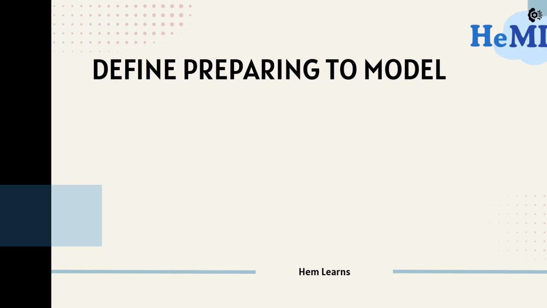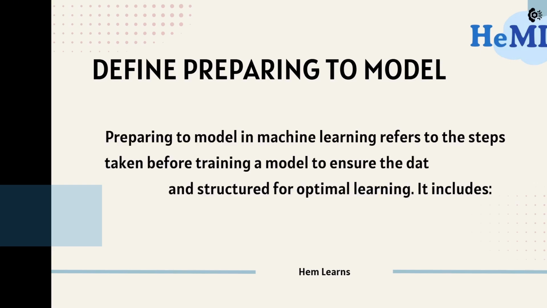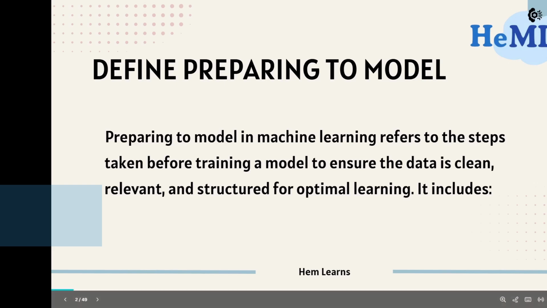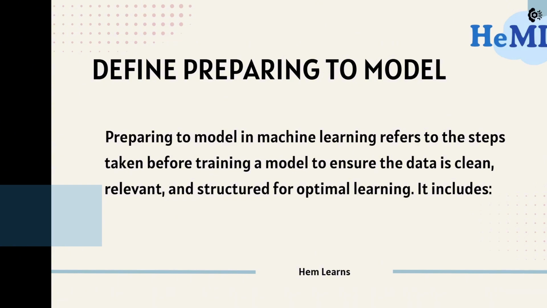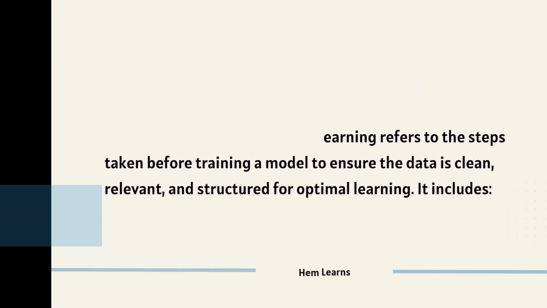Preparing to model. When we talk about preparing to model, we are basically talking about all the work that happens behind the scenes before the machine learning models start learning. This includes cleaning the data, understanding what each attribute represents, checking for mistakes, and making sure the data is actually useful. Think of it as arranging ingredients before cooking. If the ingredients are wrong, the final dish will never come out tasty. Same logic here.